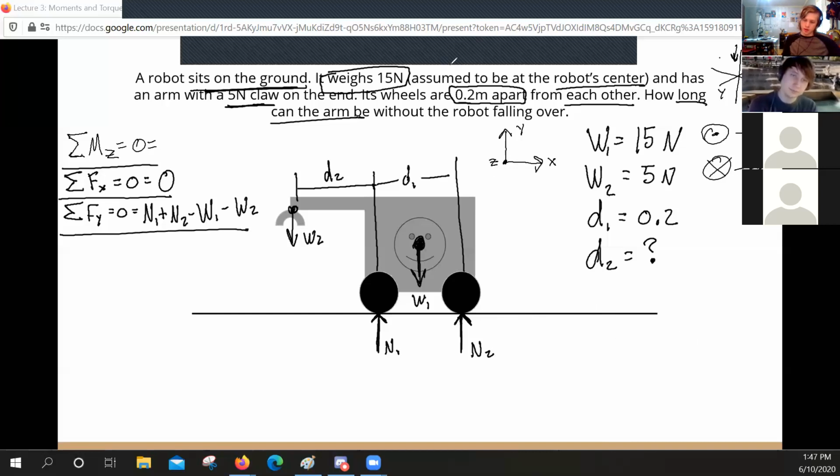And what we're going to choose as the pivot, and I'll do it in red, is one of these wheels. Which wheel do you want? N1. Can anyone tell me why I chose one of the wheels? Because whenever the robot falls over... It's actually not why I chose a wheel. They're roller joints, and they're each a single point force. Closer.